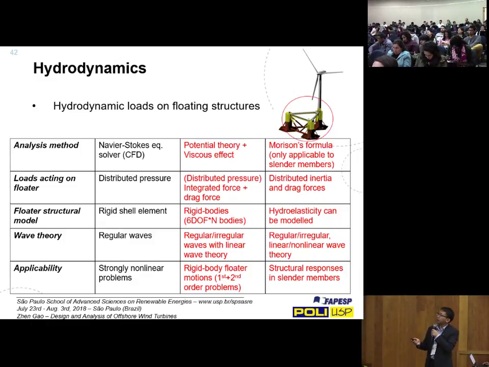And for slender structures, we can use the so-called Morrison formula, which only depends on the wave kinematics due to the incoming waves. And typically, you can also relate to different wave theories, regular or irregular waves, or linear or nonlinear waves. We will discuss that later on. So basically, we will talk about these two choices here for global response analysis.